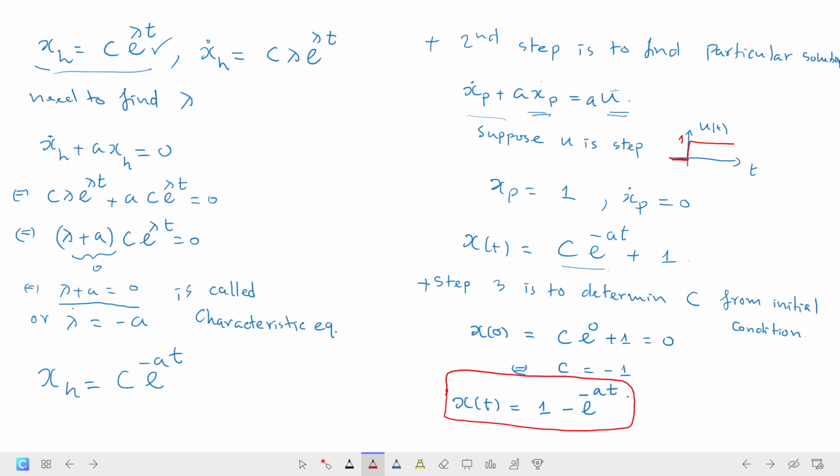Now we want to observe the characteristic, the behavior of this equation's solution, h of t equal to 1 minus e to the minus a t. In our case, a equal to 1 over RC, of course it is positive. It's not interesting to study the system with a negative a, because it's going to diverge.